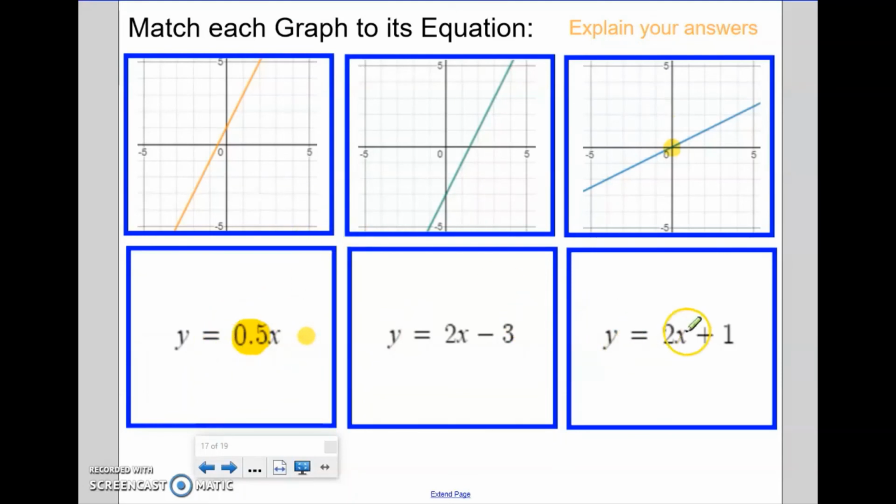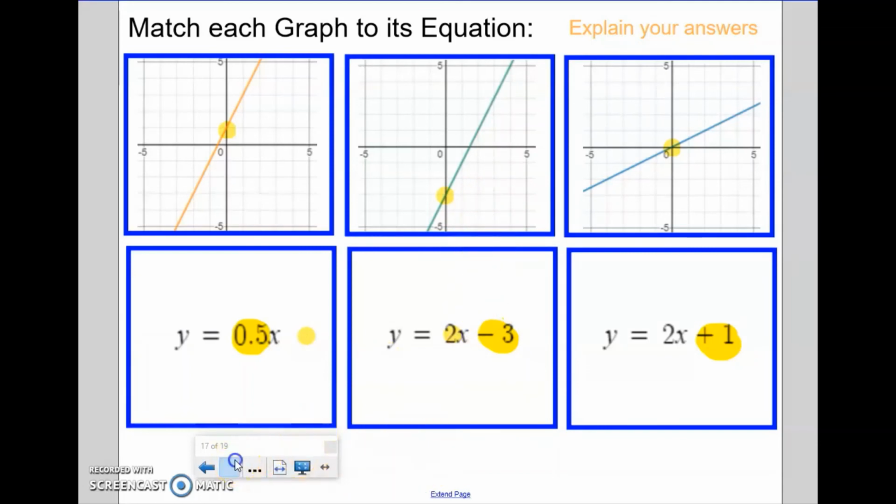Then if I look at this one here, I'm looking for a y-intercept of +1, which would match up here. This graph also has a gradient of 2, so that works out. I'm looking for a y-intercept of -3, which is correct here, and a gradient of 2, which again matches up here. Pick a point, 1 along, 2 squares up. That would match up with that question.